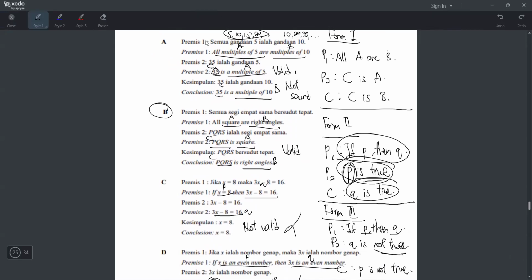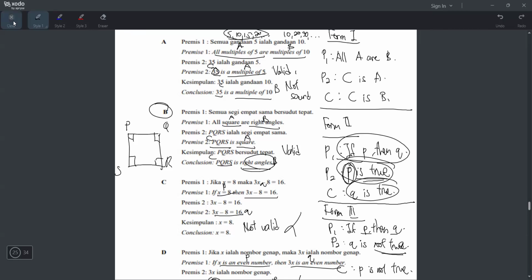But let's check. Is it true? All squares are right angle. Okay, I think what they meant is like the square punya every angle is 90 degree, correct lah. Square memang macam tu. Okay, and then if PQRS is a square, then all the angles at PQRS will be right angle, correct lah. Right angle means 90 degree.